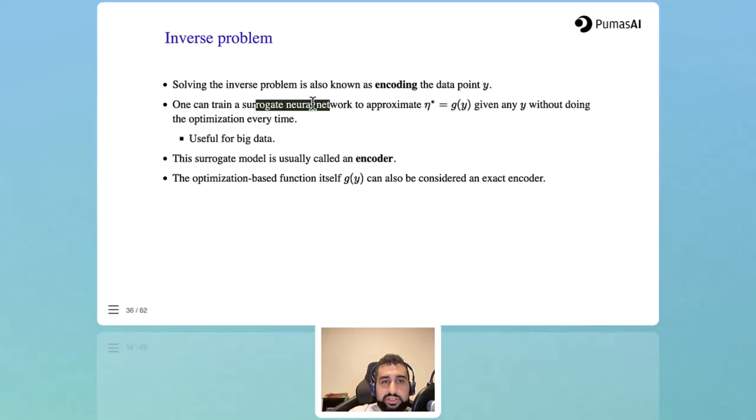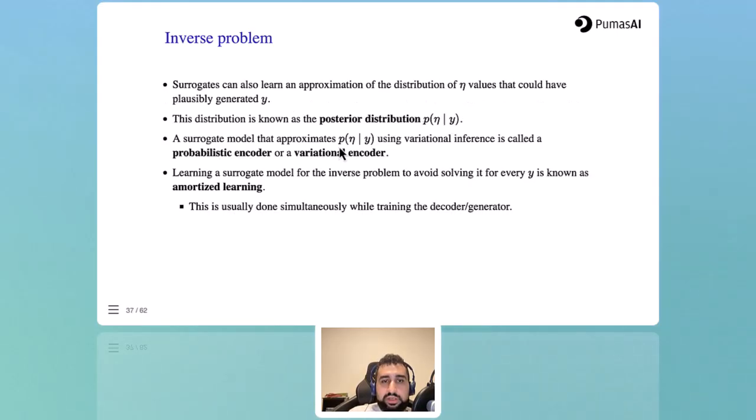Just like here, this surrogate neural network does not give me the exact output of the optimization that we should be doing. Rather, it's giving me some approximation of it, essentially. So it's a very similar concept, but applied to the whole posterior rather than just, in essence, the mode of that posterior or a single value that best represents the data.